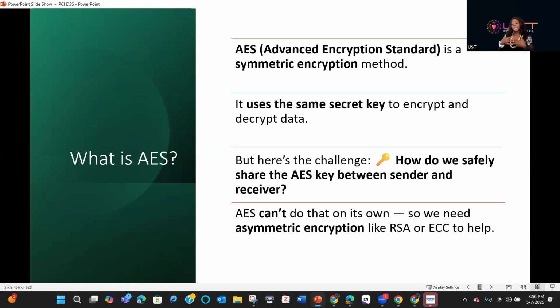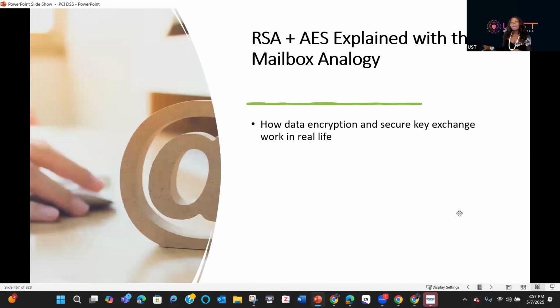But now, say our company manages that, and we have to send information, communication has to happen. How do we ensure that the exchange of the key is secure? We said that we use just one key. How does it work? AES can't do that on its own. So we need asymmetric encryption like RSA or ECC to help. On its own, AES will not be able to handle this key exchange.